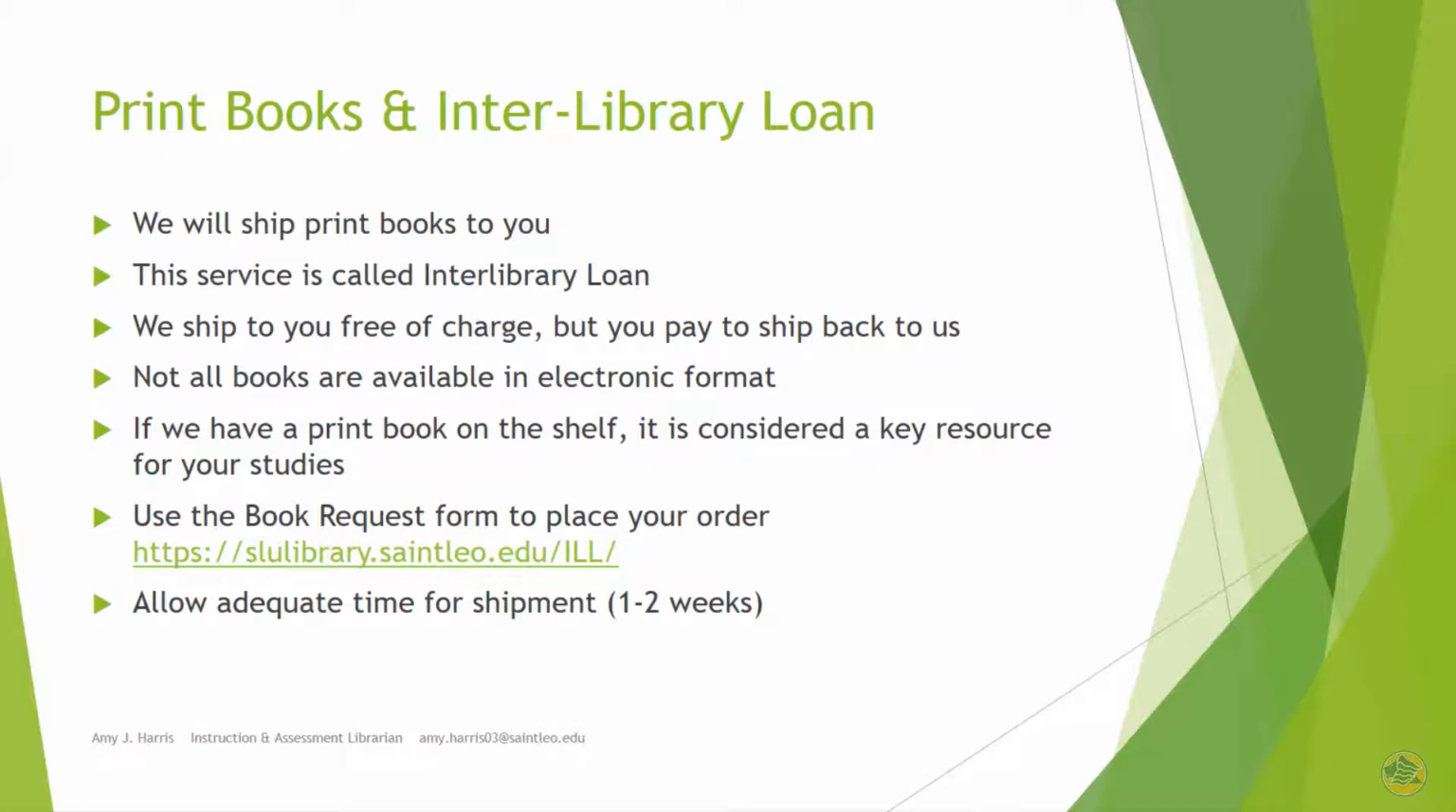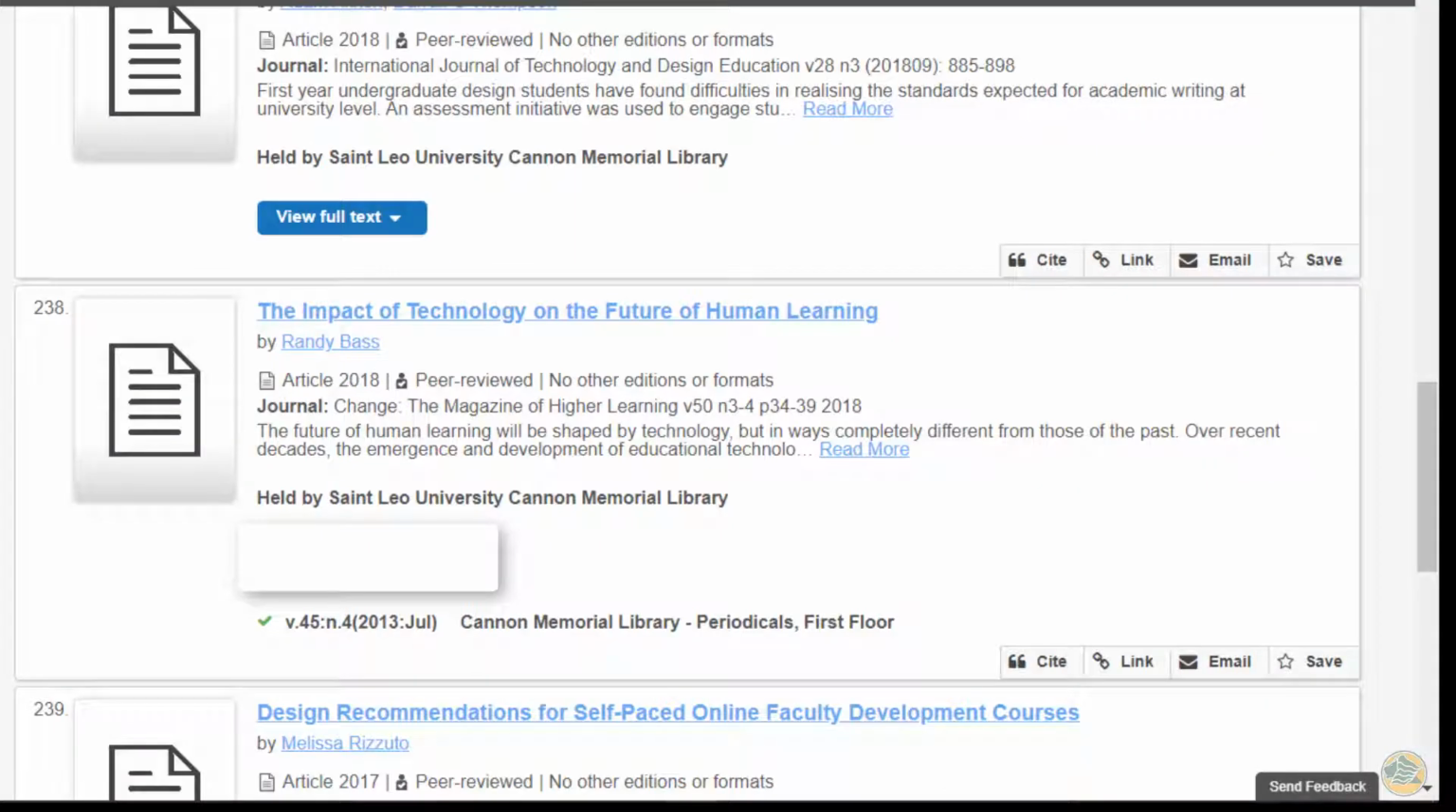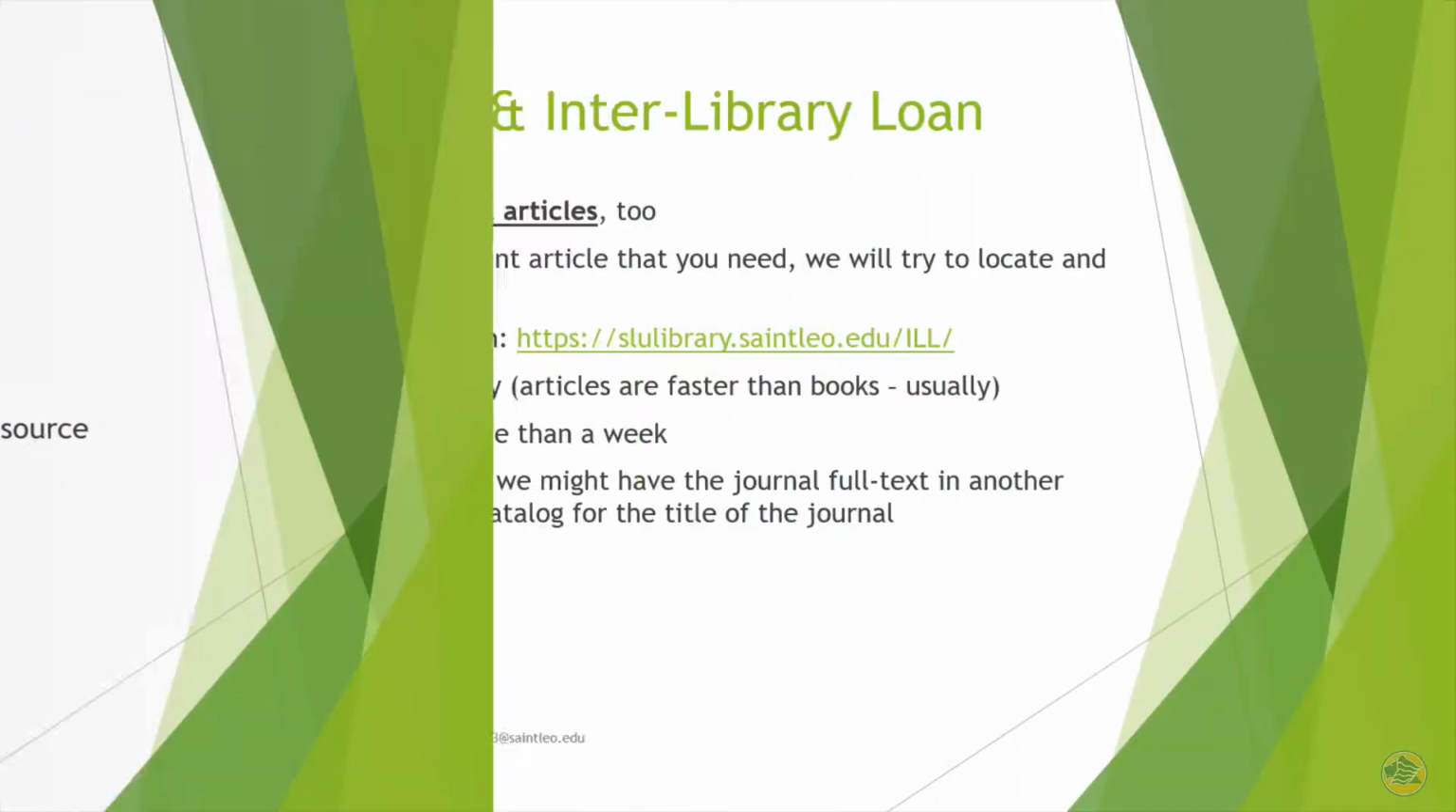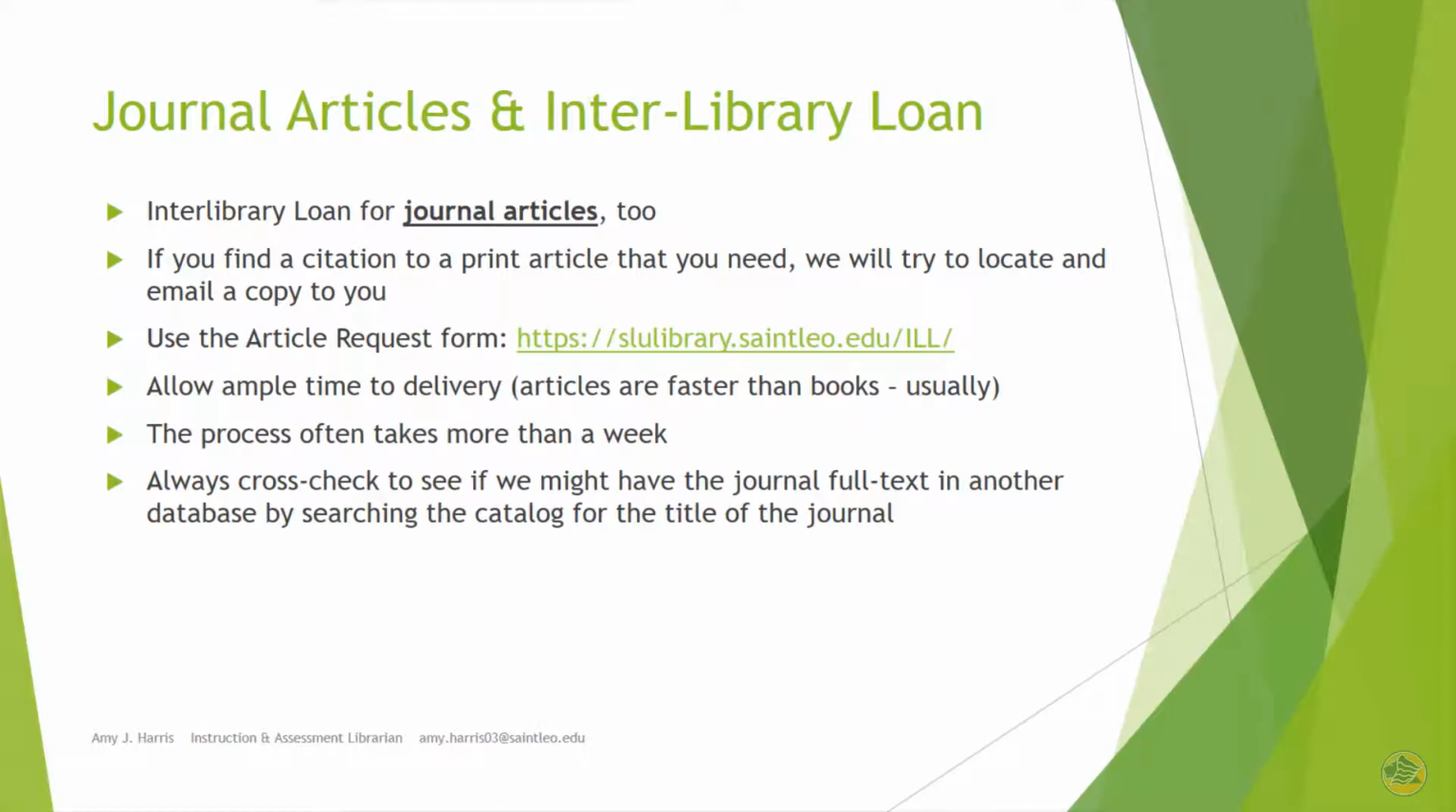Occasionally, you may find a journal article that is only available at the library in print. If you find a citation to a print article that you need, we will locate and email a copy of the article to you. Use the article request form. Allow ample time for delivery. Articles are usually faster than books because we can send the scanned article by email.